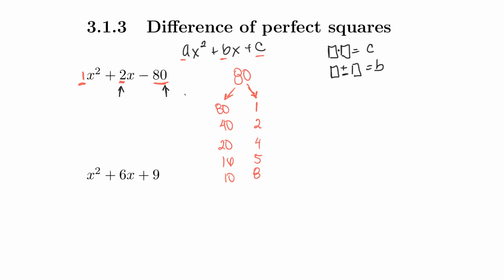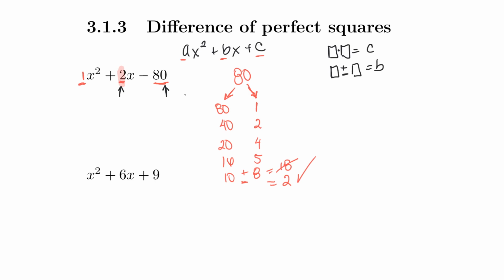For example, we have 80 and 1. Is there a way that we can add 80 plus 1 and get 2? No. Or subtract 80 minus 1 and get 2? No. In this case, 40 and 2, no. 20 and 4, no. 16 and 5: 16 plus 5 is 21, so that's not 2, and 16 minus 5 is 11, so that doesn't work either. And the final one, 10 plus 8 is 18, that's not good. But 10 minus 8 is 2. And we have the number that we want.